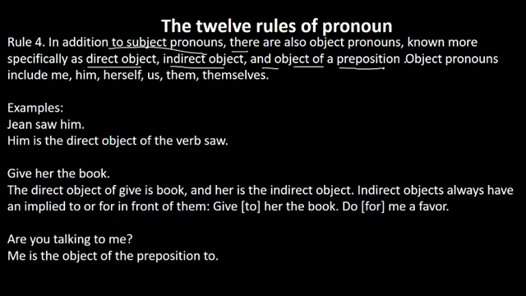That is the position they can take. That is the case they can take: direct object, indirect object, object of preposition when they follow prepositions like to, on, with, for. Object pronouns include me, him, himself, us, them, themselves. They are object case. She beat me. I beat her. Me and her, objective case.